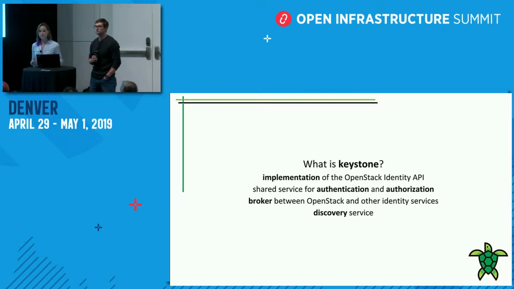The Keystone project is an implementation of the OpenStack Identity API, and what that means is it's a shared service for authentication and authorization. It's also a broker between OpenStack and other identity services, meaning it acts as a translation layer between things like your LDAP or your Active Directory or other authentication mechanisms like a SAML provider, an OpenID provider, Kerberos, things like that. It's also important to mention it's a discovery service that doesn't really get mentioned enough, I think. It's the way for users to discover what's available in their OpenStack cloud and figure out how to reach them in what region and in what endpoint.